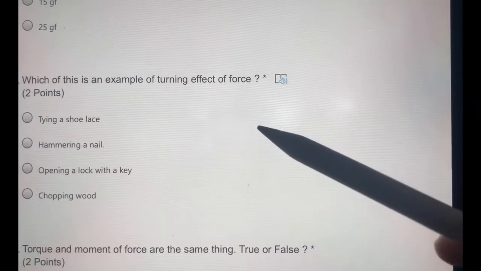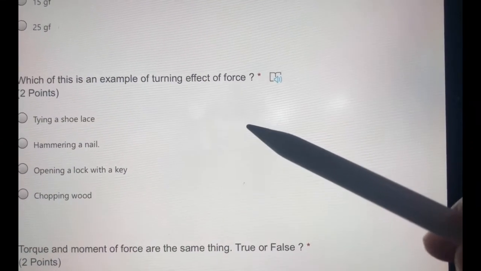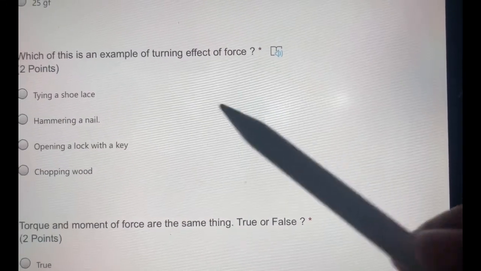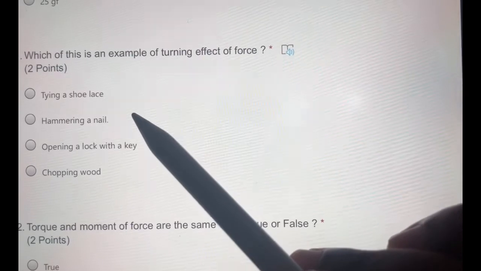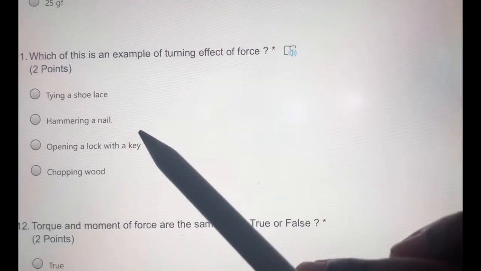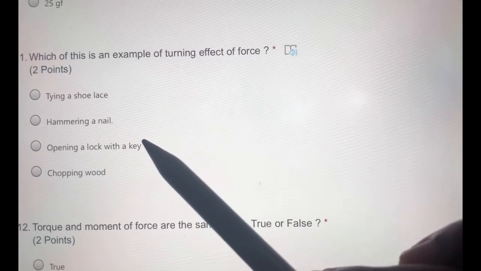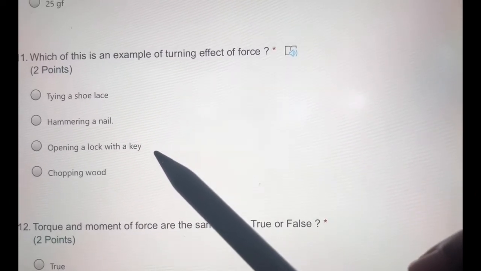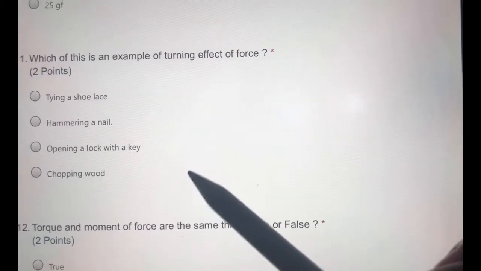Now, which of these is an example of turning effect of force? Tying a shoelace does not involve any turning. Hammering a nail also does not involve turning. But opening a lock with a key will involve turning the key. So that is an example of turning effect of force.